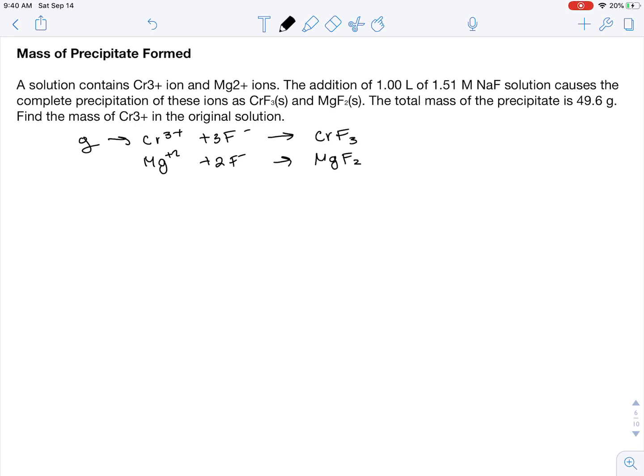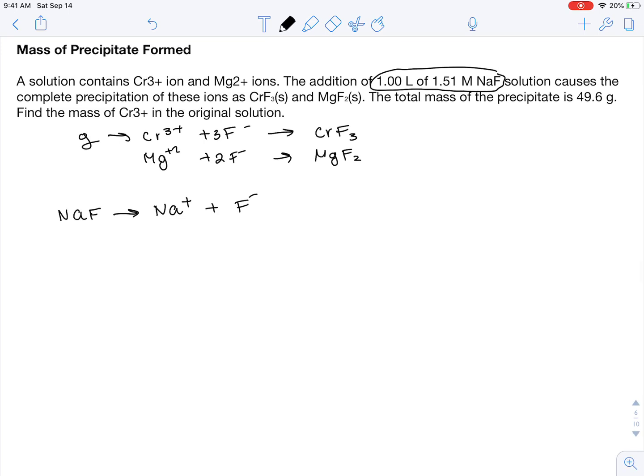We're given how much was added to create those ions and compounds, and there's fluoride in both of them. So it's going to have to be creating some kind of equation right off the bat. Let's first figure out how many moles of fluoride we have. So we know that we have sodium fluoride, and if you split that up, that's 1 mole of sodium ion plus 1 mole of fluoride ion.